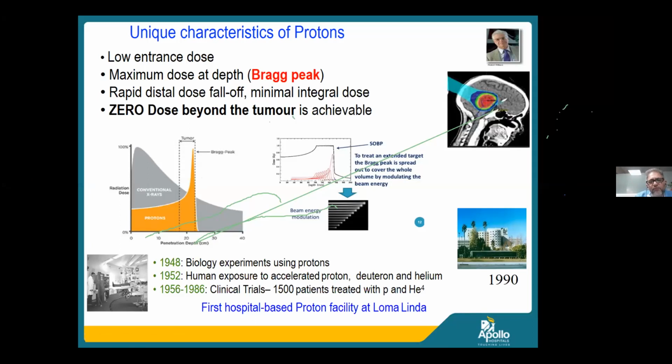The hospital at Loma Linda was among the first ones in California, with the University of Berkeley, which started the experiments. Then it was Uppsala in Sweden.